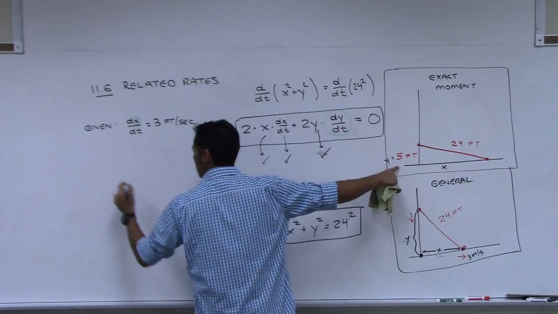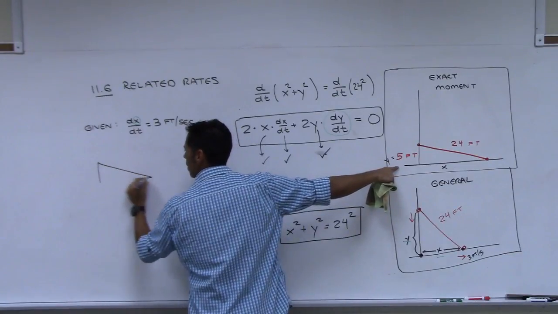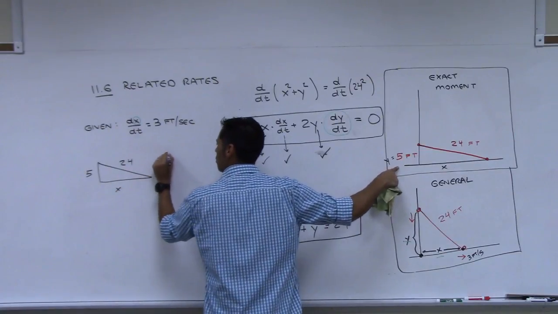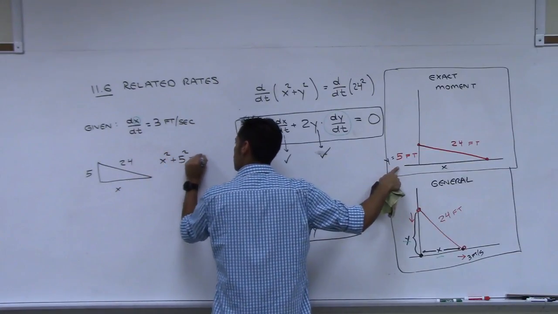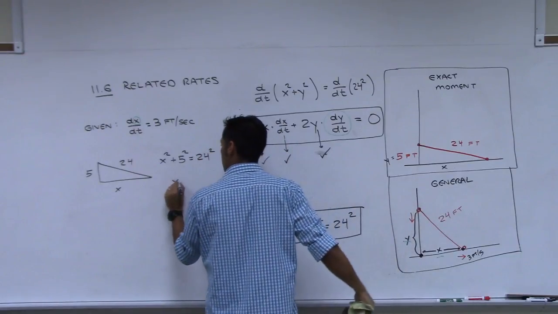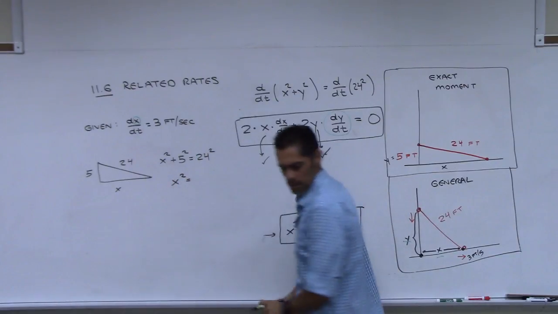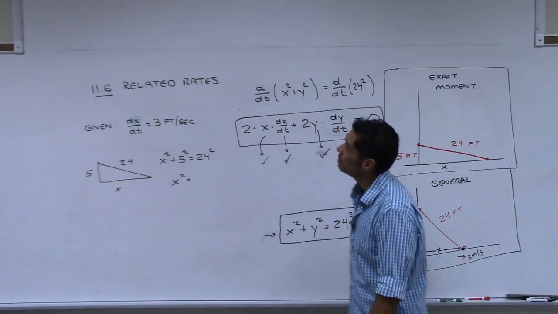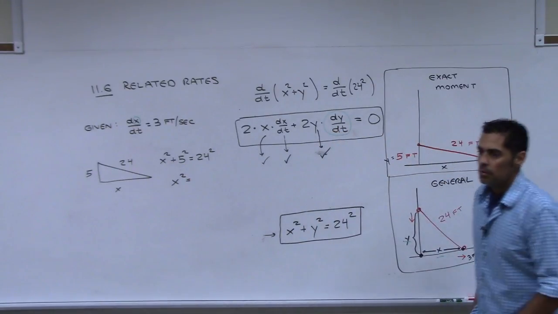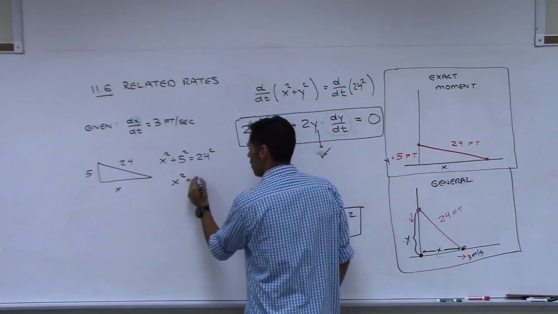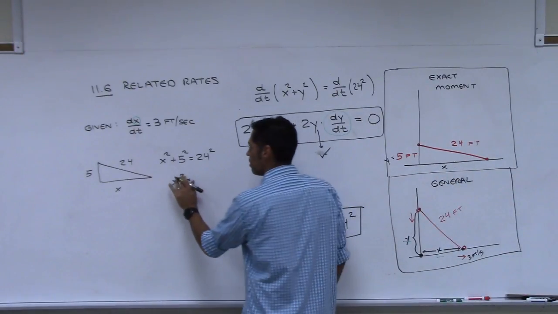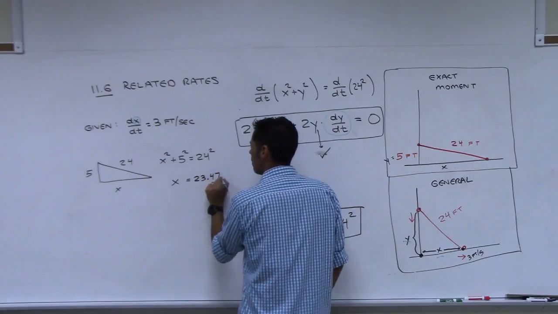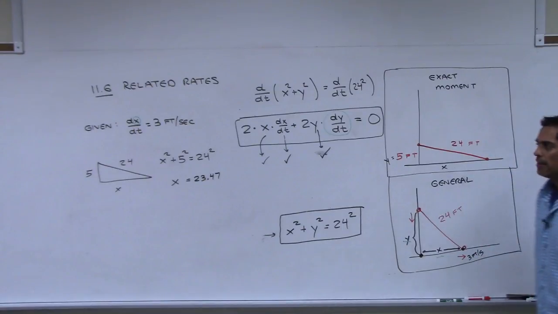Using this exact moment picture, I know this is 5 and this is 24. This is x. I know x squared plus 5 squared is 24 squared. And I need someone on their calculator to go ahead and do 24 squared, then subtract 5 squared. What is it? Oh, you already took the square root? Yes, so x is 23 point what? 47. Okay, so x is 23.47.